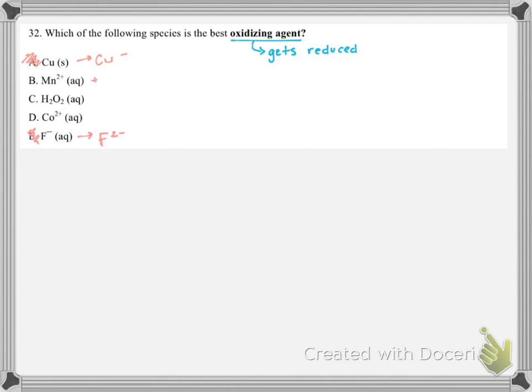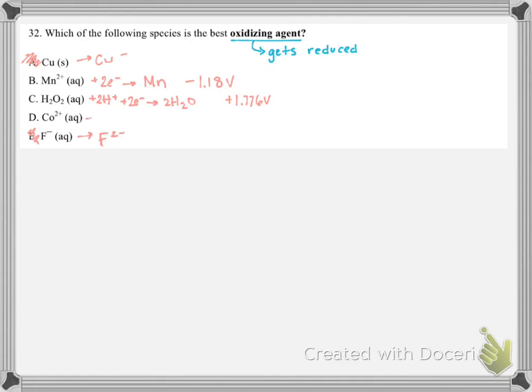But we do know that manganese can gain 2 electrons to become solid manganese. And it does that with a potential of negative 1.18 volts. Hydrogen peroxide, in the presence of protons, can gain 2 electrons to make water. And it does that with a potential of positive 1.776 volts.